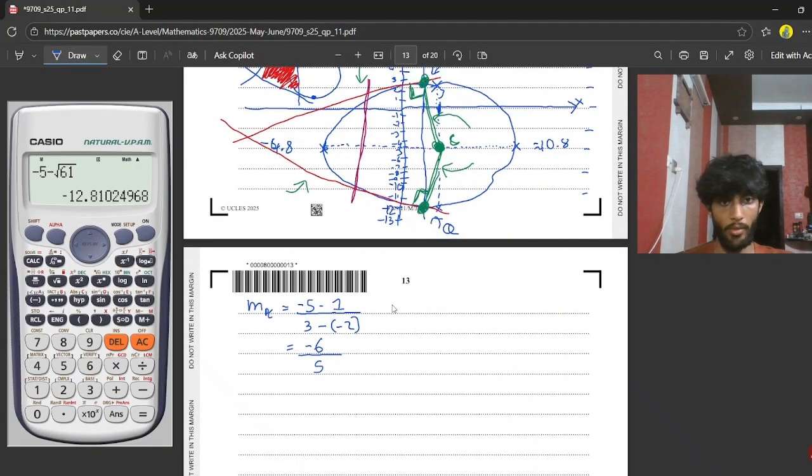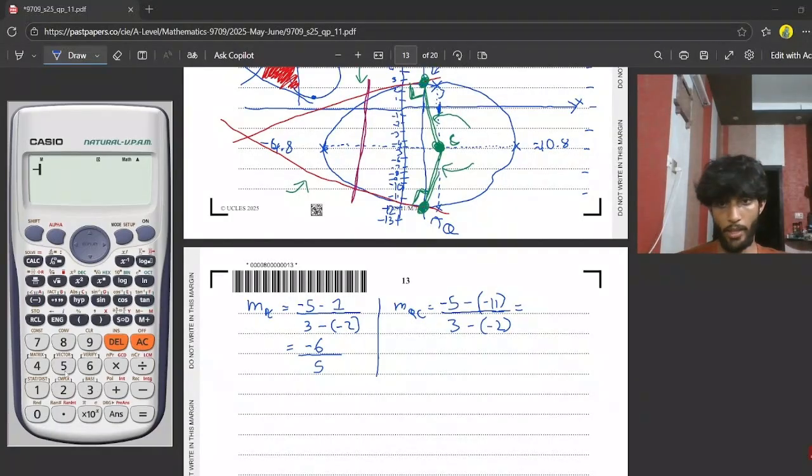And then the gradient of the line QC is going to be, again, y2 is -5, x2 is 3, and then minus y1, the y coordinate of Q. So y1 is, I believe, -11. Yes, it was -11. And then the x coordinate, 3 subtracted by -2. So this is just going to be -5 + 11. That has to be 6, and then 6 divided by 5. So we got 6 divided by 5, right? Okay.